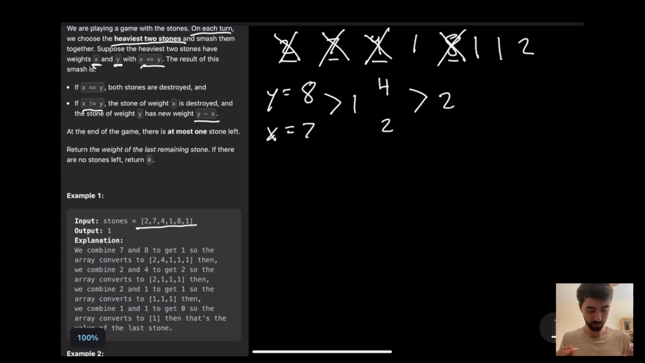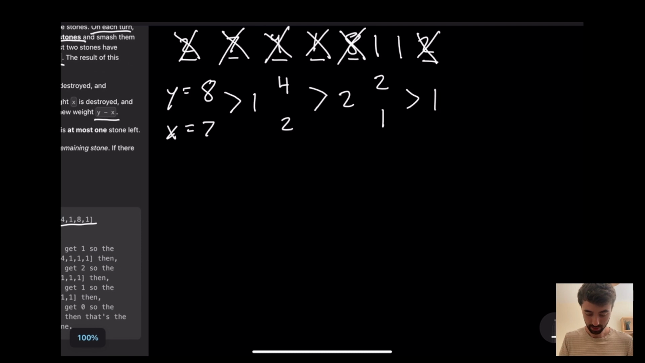Let's keep going because we still have more than one stone in our list of stones. So the biggest is 2, so we can add that here. The next biggest is 1, so we can choose any of them. We'll choose this one. 2 and 1. Those will both get destroyed when we smash them, and we'll be left with a stone of size 1. So we'll add that stone up here.